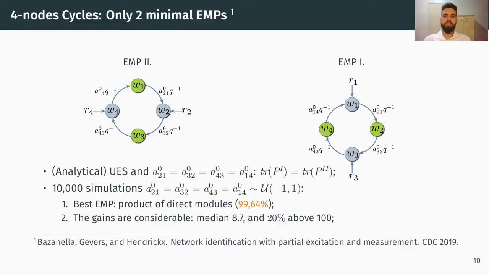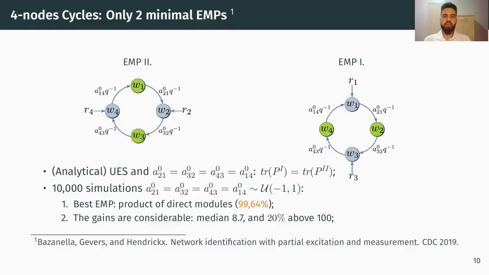For the case of a cycle with 4 nodes, there are only 2 minimum EMPs. A minimum EMP is one where the even nodes are excited and the odd nodes are measured, and vice versa. Similarly to the 2 nodes case, we have observed analytically that when all factors are equal, the two minimum EMPs produce the same trace of the covariance matrix.